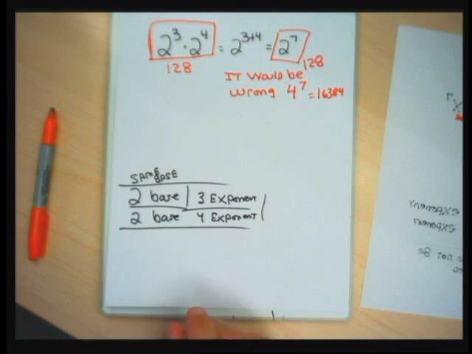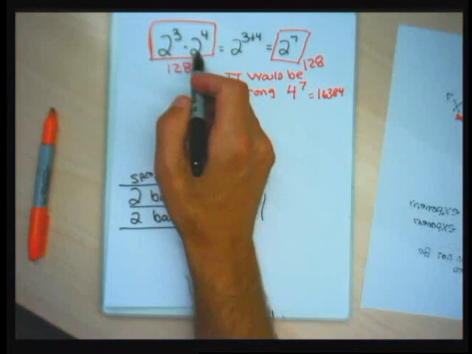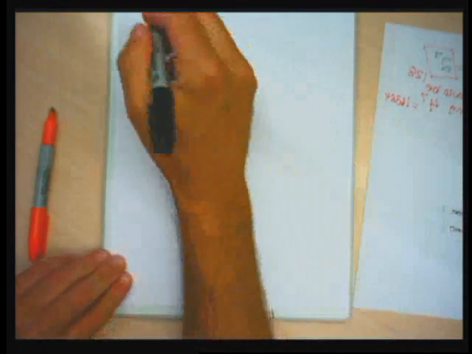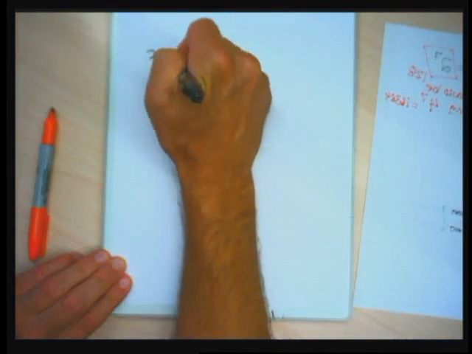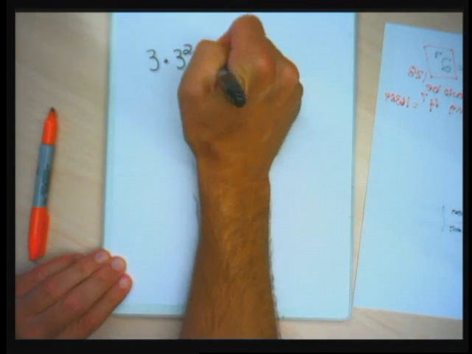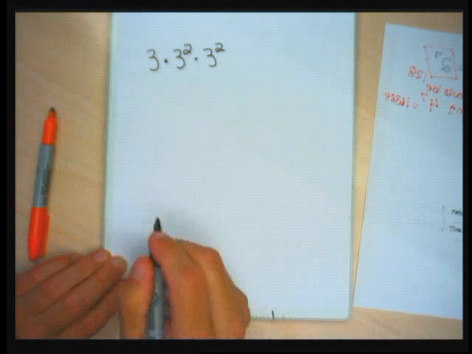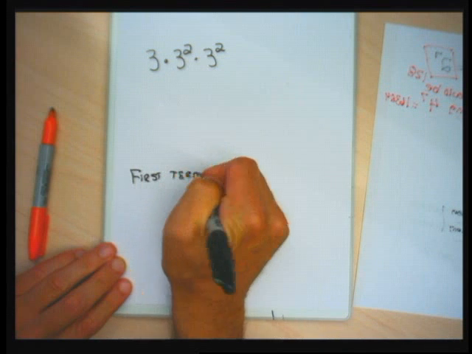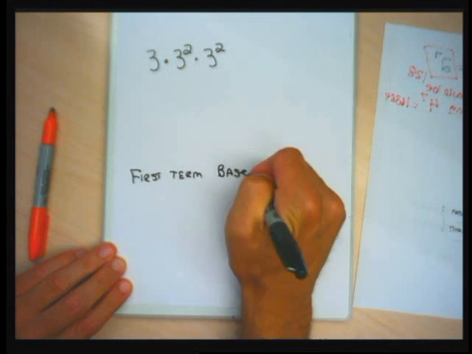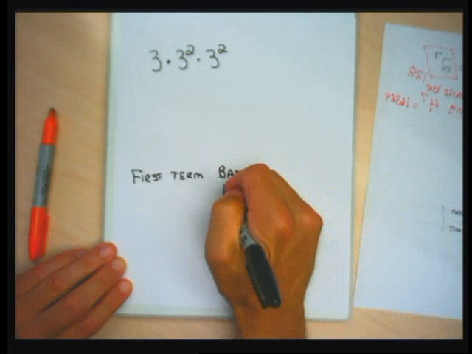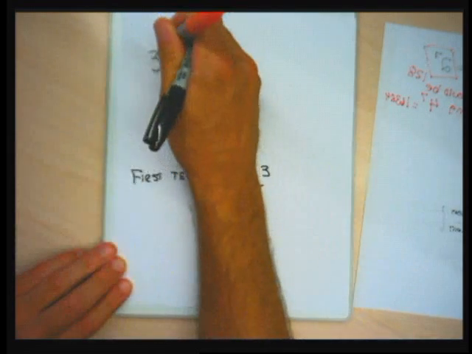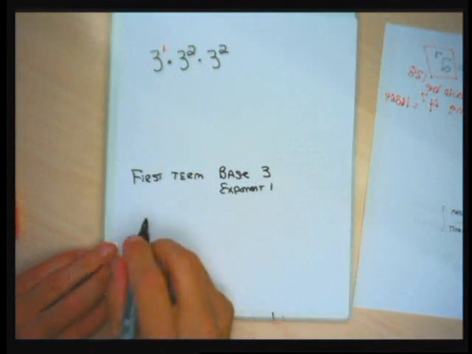This rule is not limited to 2 terms. I could have 3 terms being multiplied. For instance, I'll do something with numbers just because I can check. If I did 3 times 3 to the 2nd power times 3 to the 2nd power, there are 3 terms here. The first term has a base of 3, and it doesn't look like it has an exponent, but every term has an exponent. It's just we don't always write it. If no exponent is written, it's assumed to be 1.